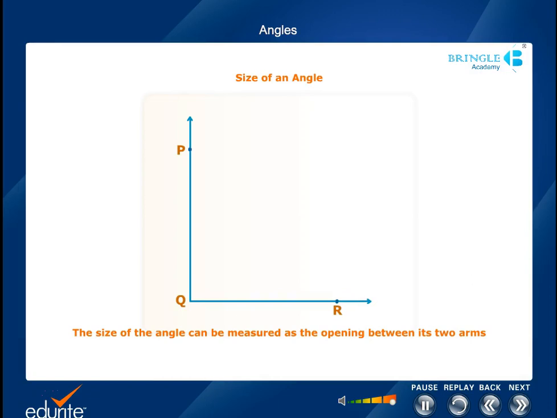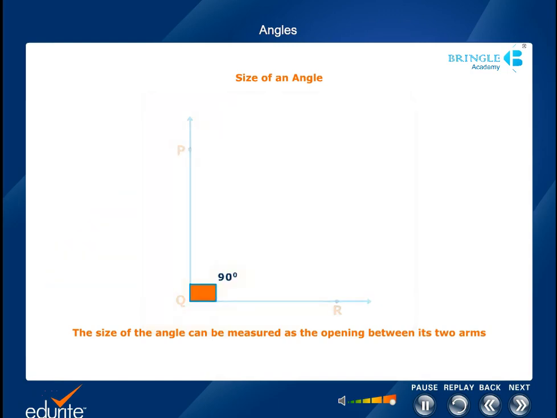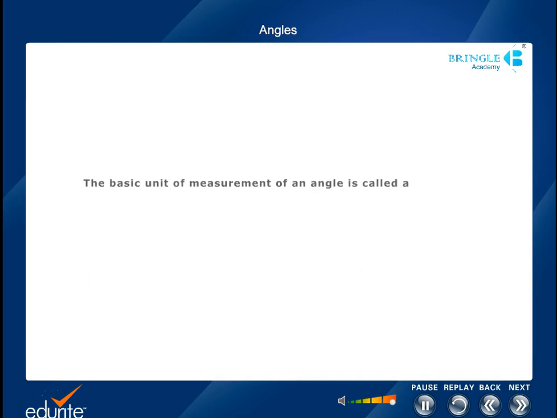The size of the angle can be measured as the opening between its two arms. Here the measure is 90 degrees. The basic unit of measurement of an angle is called a degree. The unit degree is denoted by a small circle and written as 60 degrees, 90 degrees, 180 degrees, etc.